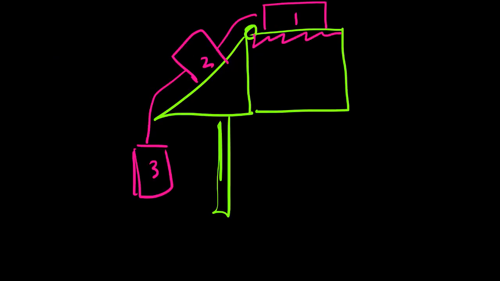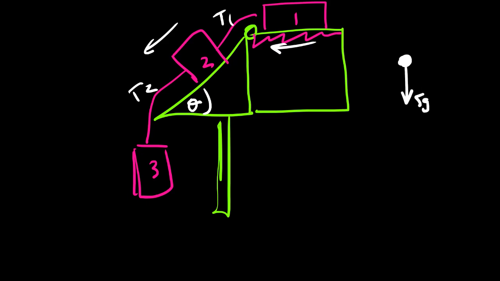Look at this one. Suppose this is T1, this is T2, then there's an angle here. Free body diagram of 1. The system, by the way, is moving this direction. So it means for 1, it moves this direction. So in the free body diagram of 1, we have FG, we have kinetic friction, we have normal force, and then we have T1.